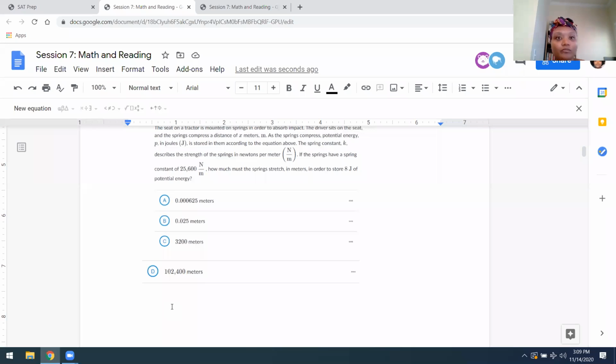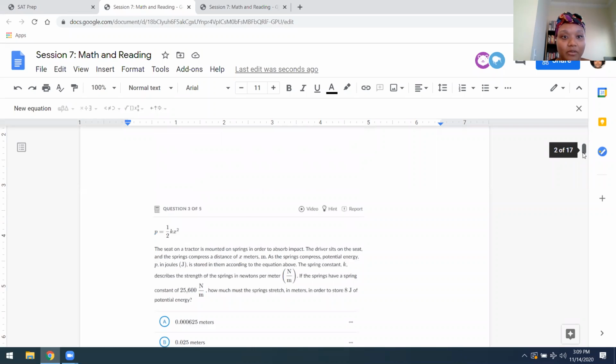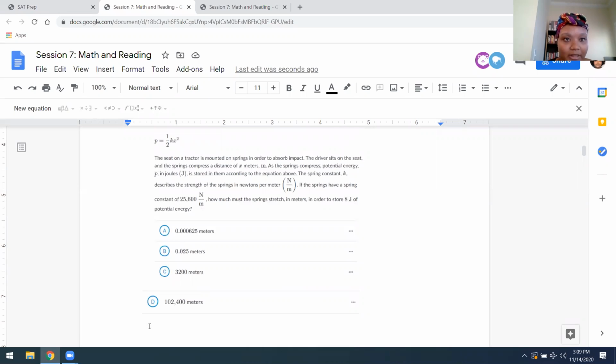So going off of what AV said, if you feel stuck on problems like this, what you can do is write out what you know. And what you know is basically what they've given you. So we have this formula at the top right here, P equals 1/2 KX squared.